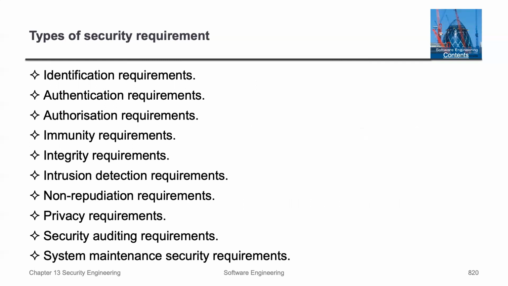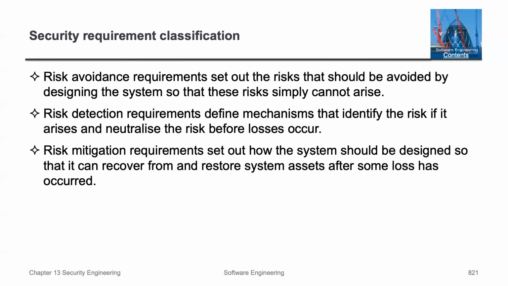So here are types of security requirements: identification requirements, authentication requirements, authorization, immunity, integrity, intrusion detection, non-repudiation, privacy, security auditing, and system maintenance. So these are all the kinds of things that would be involved in this area. For security requirement classification, there are risk avoidance requirements that set out the risks that should be avoided by designing the system so these risks simply cannot arise. Risk detection requirements define mechanisms that identify the risks as they arise and neutralize the risk before losses occur. And risk mitigation requirements set out how the system should be designed so that it will recover and restore system assets from some loss that has occurred.